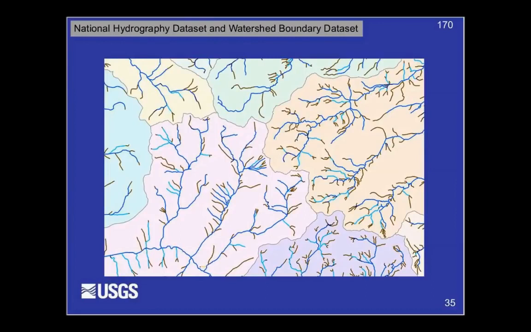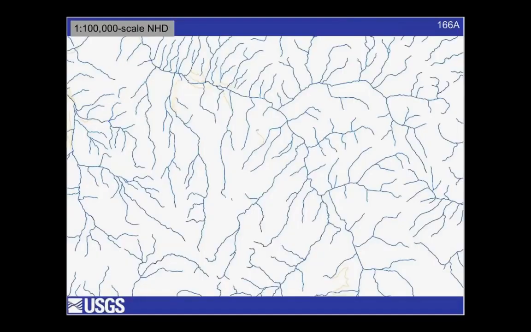The NHD and WBD are companion data sets that create a comprehensive water information system easily accessible by thousands of water scientists. They create a systematic approach to mapping rivers, lakes, and watersheds across the nation. During this period, the EPA was developing the 1 to 100,000 scale NHD in a significant new direction.